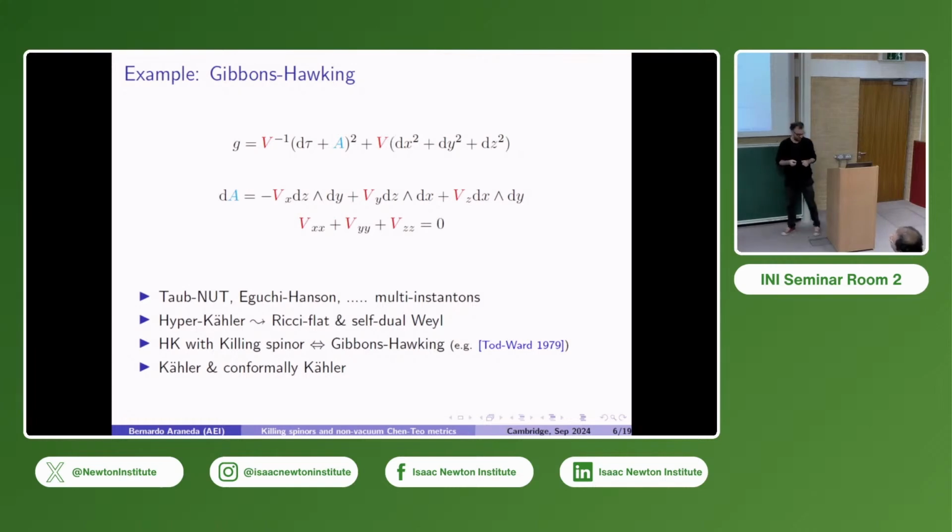So in this talk, we're interested in geometries that satisfy three properties. They must have a Killing spinor, they must be non-Ricci flat, and non-self-dual. Now, the Gibbons-Hawking ansatz has a Killing spinor, but is Ricci flat and self-dual. So we need a generalization of this.